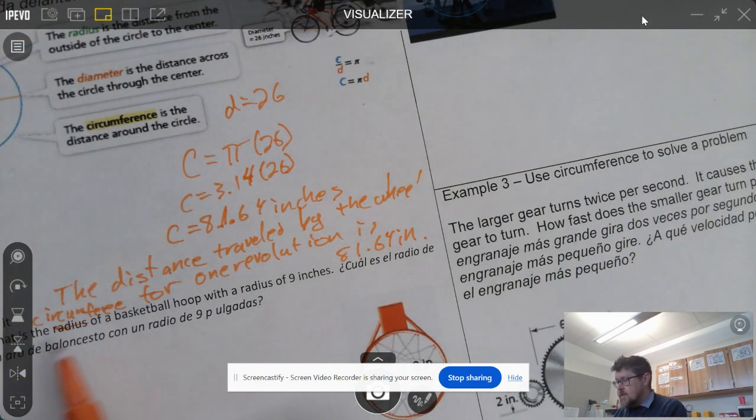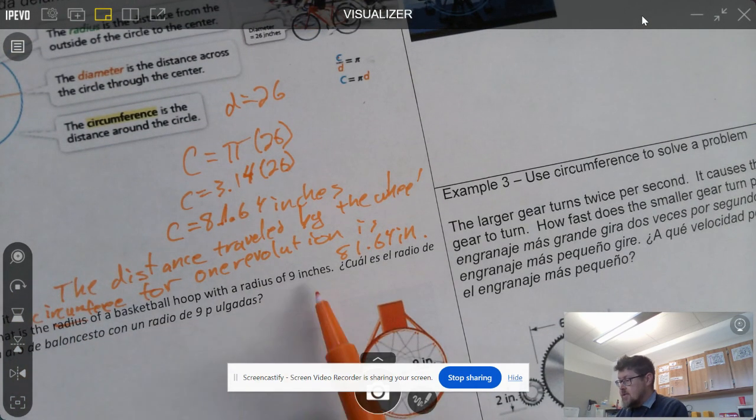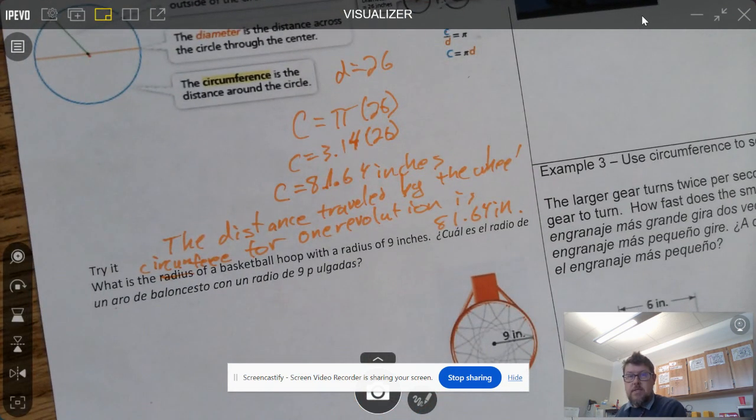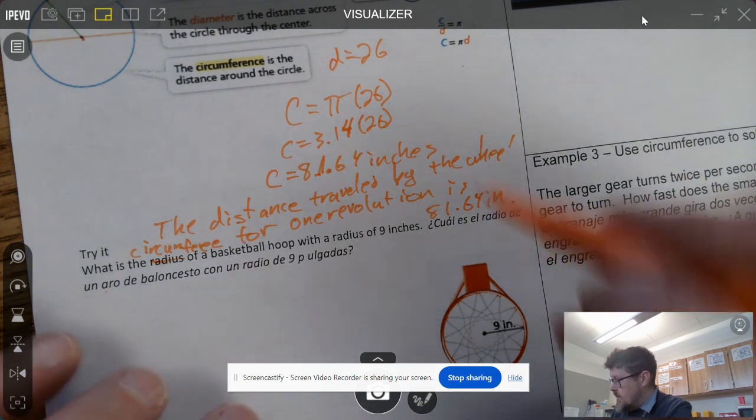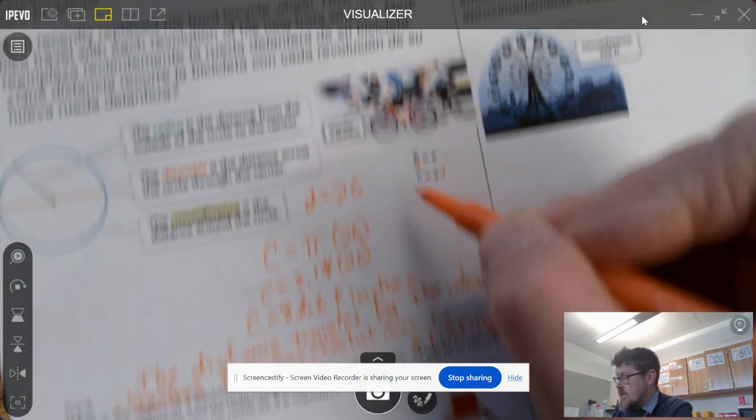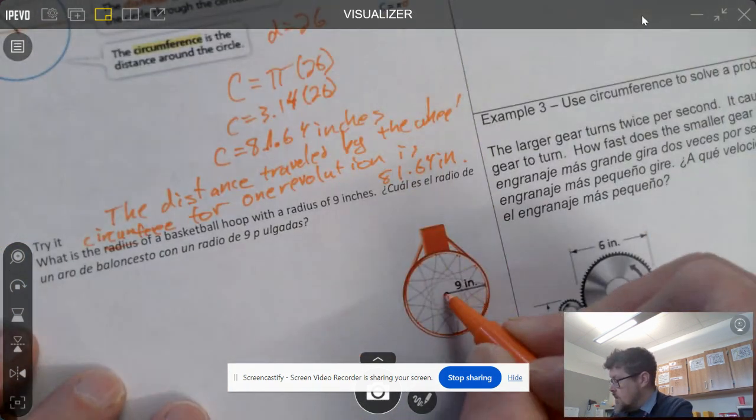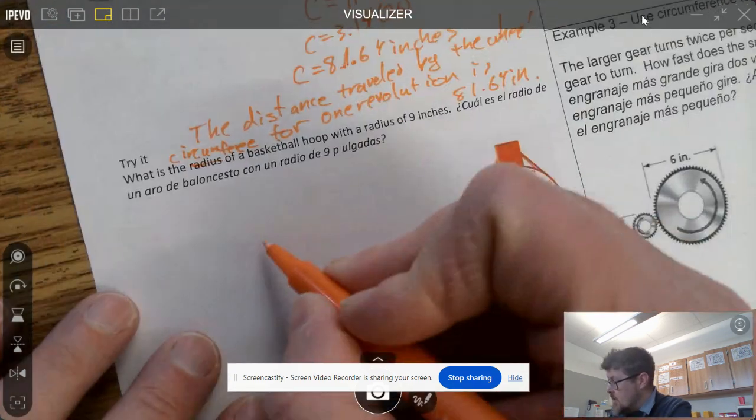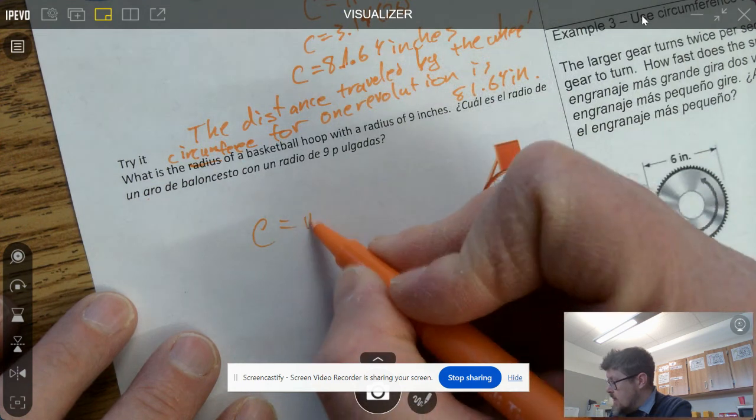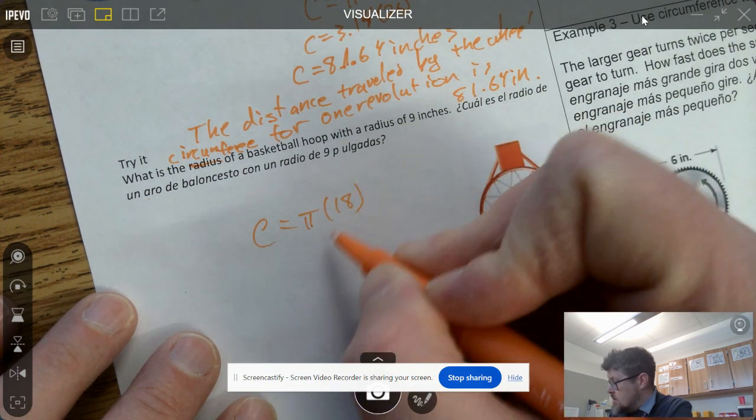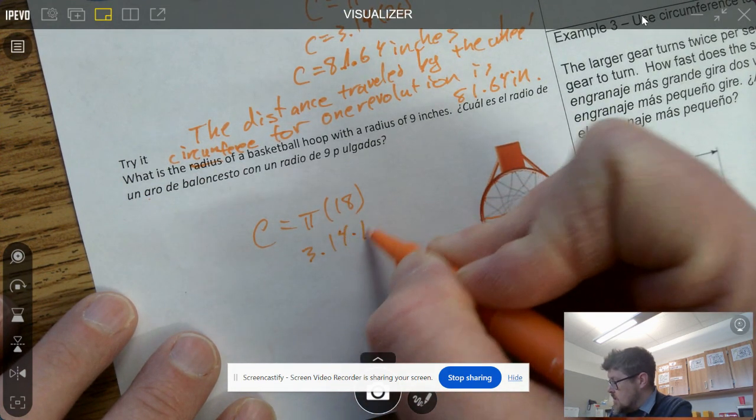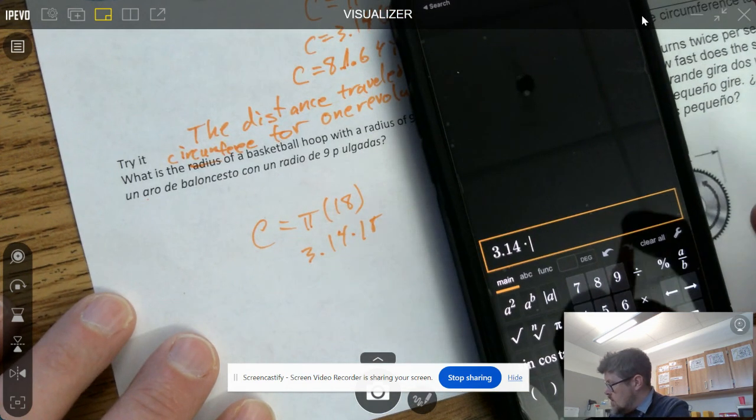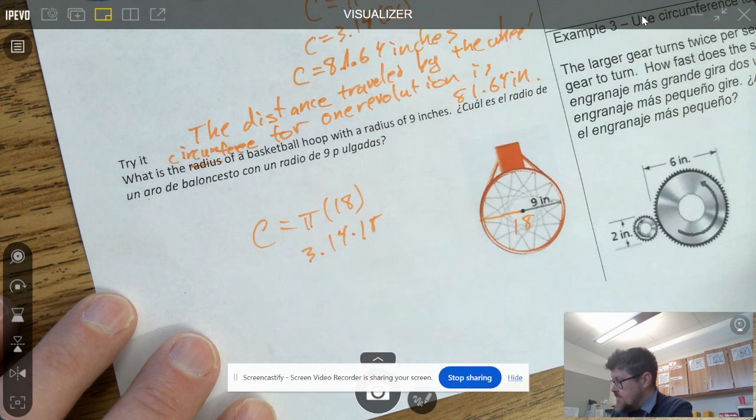What is the circumference of a basketball hoop with a radius of 9 inches? And so we're going to use this formula right here. That's C equals pi times the diameter. We can use the radius to extend that. So it's 18 across. We say C equals pi times 18, which is 3.14 times 18, which gives us 56.52.